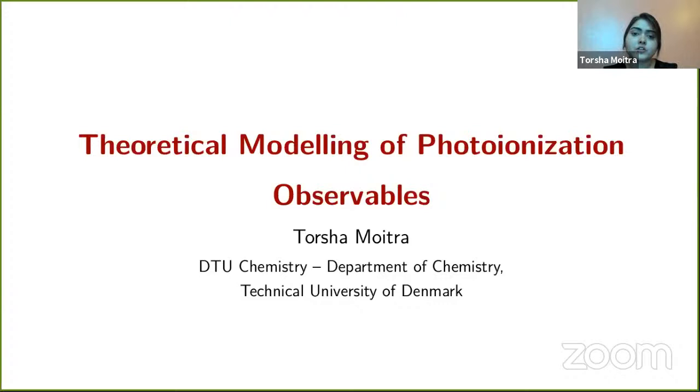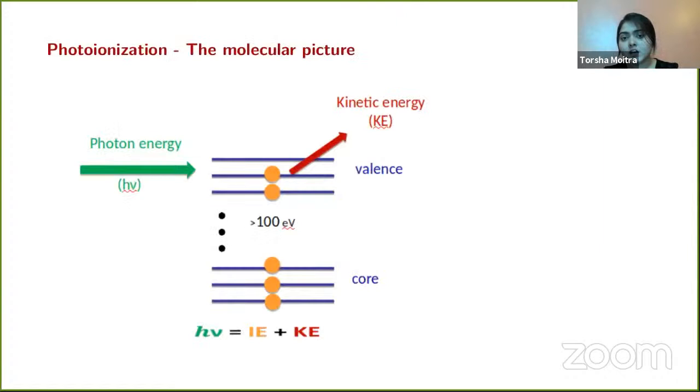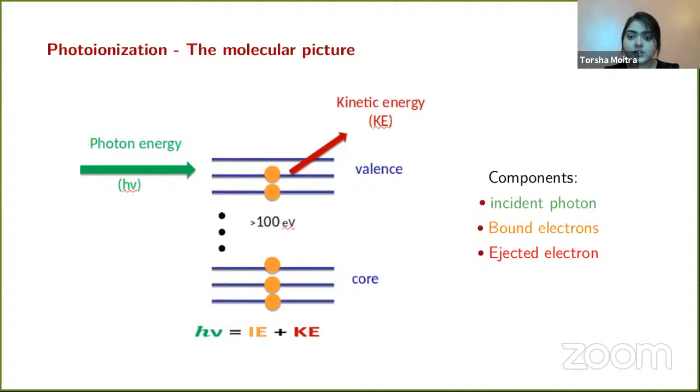Throughout this three-day meeting, we have heard a lot about ionization processes, so I won't go very deep into the introduction. Just as a one-liner, photoelectron spectroscopy is the process in which an electron is ejected from the system upon shining light on it. This outgoing electron has a kinetic energy equal to the difference between the energy of the incident photon and the bound state ionization energy of the system. What we want is to describe this process theoretically. For that, we must mathematically model all the individual components involved: the incident photon, the bound state of the system, which is both the initial N electron state and the final N minus one electron state, and also the outgoing electron.